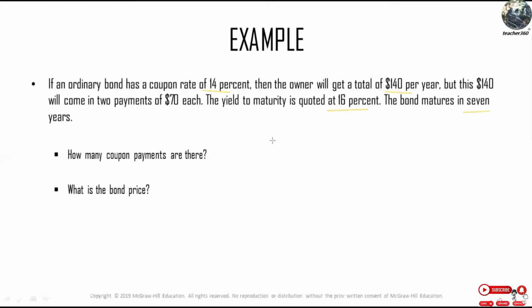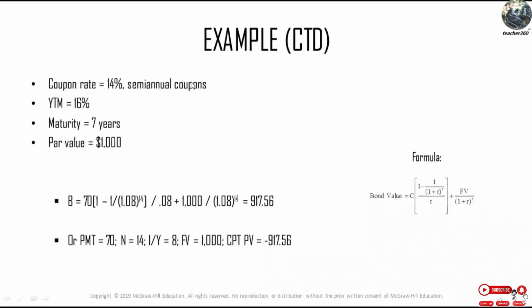So how many coupon payments are there? Here we have already got the answer: you have $140 divided by 70, so you have two coupon payments per year. Now we have to find out what the bond price is. In our example, we can see that the coupon rate is 14%, which is semi-annual coupons. YTM is 16%. Maturity is 7 years.